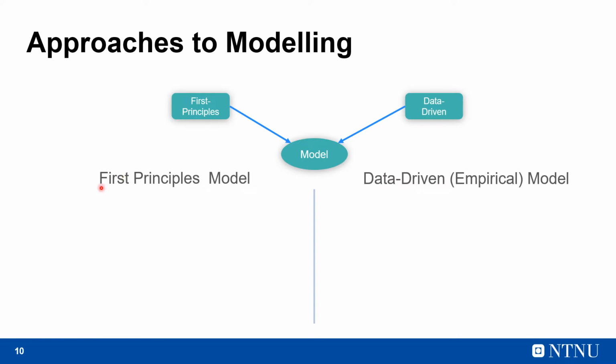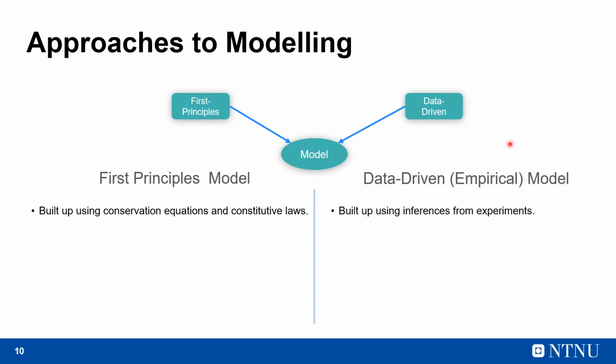So we discussed that there were two approaches to modeling. The first principles model was built up using conservation equations and constitutive laws. The data-driven model was built up using inferences from experiments. A commonly cited example is of a Ph.D. candidate in automotive engineering driving a car. When he is at his office, he uses the first principles to develop the design of the car. But when he is actually driving the car and he sees someone crossing the road, he does not take his pen and paper and start working out the dynamics and then decide when to brake.